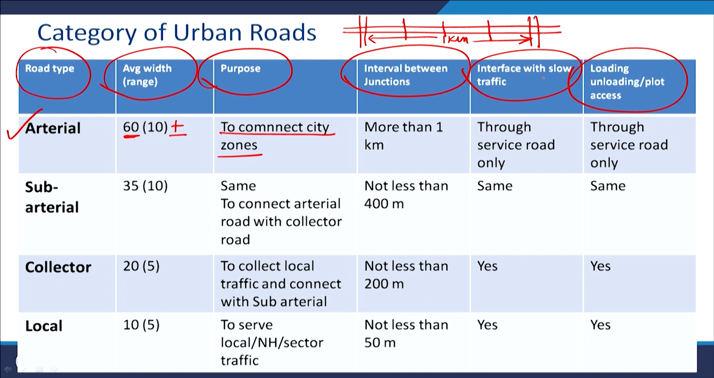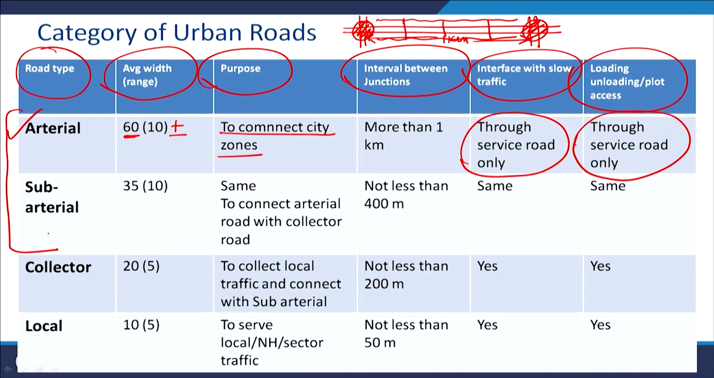And regarding the interface with slow traffic, the slow traffic can merge with the arterial road either at the junction or in between the junctions through a system of service road, which is not touching the main road but going parallel to it. And loading and unloading, that means getting down from or getting on a bus or other traffic, or taking a taxi or paratransit, is possible only through the service road. So, from an arterial road and the subarterial road, you cannot get down, or drop, or make an interface with the local traffic. It is done only through the service road and at the intersection.